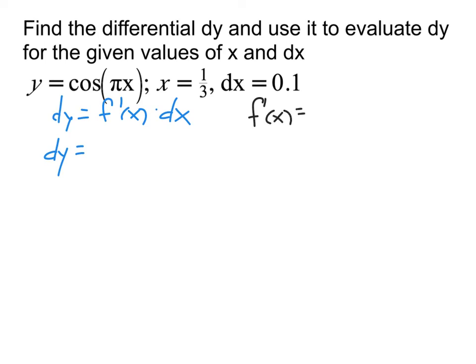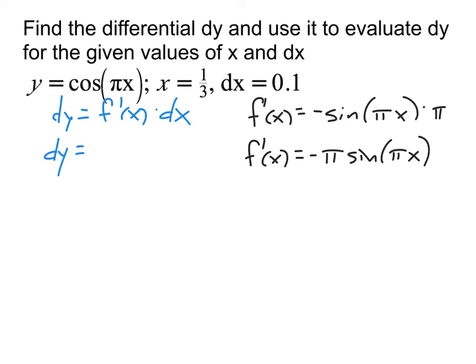So when I go to find that f prime of x, the derivative of cosine is negative sine, so it's going to be negative sine of the pi x. But notice that since it's pi x and not just x, I'm having to use chain rule here. So that's the derivative of the outer, then times the derivative of the inner function. The derivative of pi x is pi. And if you want to write it a little bit more simply, you might write it as negative pi times sine of pi x.